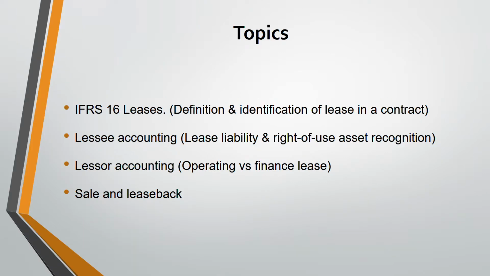So let's start with the topics that we are going to cover under leases: definition of lease, identification of a lease in a contract, lessee accounting, lessor accounting, and sale and lease back. There are two types of accounting. One is for the lessee, one is for the lessor. For the lessee, we have to recognize the lease liability and right of use asset, and how do we do that? And for the lessor, it's operating versus finance lease and sale and lease back.